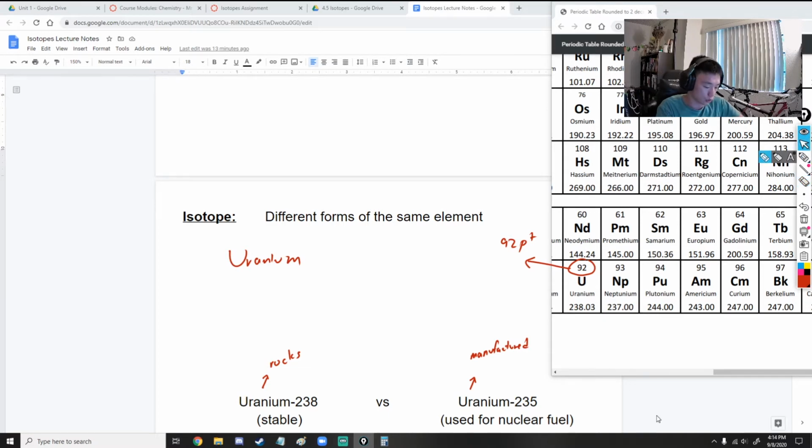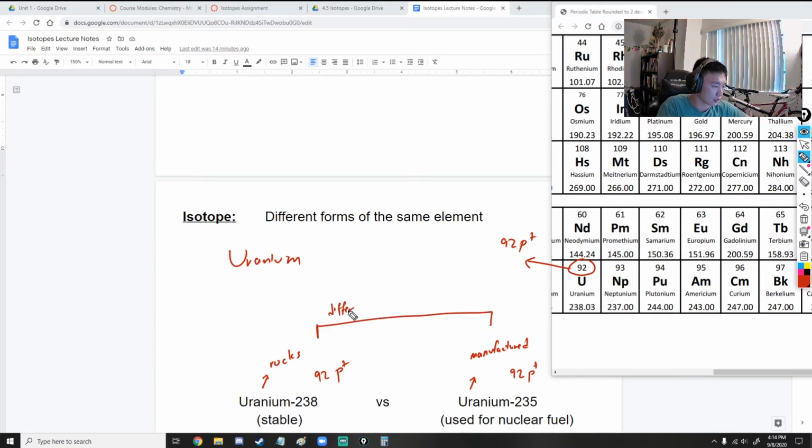But since they're both uranium, they both still have 92 protons. Uranium-238 has 92 protons, and uranium-235 also has 92 protons. So what is different about them? What's different about both of them is they have a different number of neutrons. That's what's different. They have the same protons, but they have different neutrons.